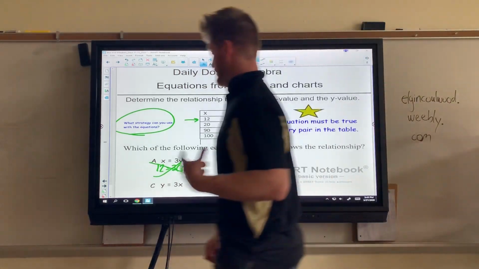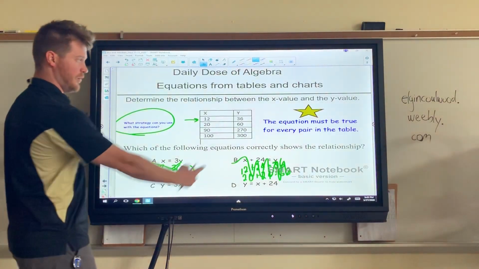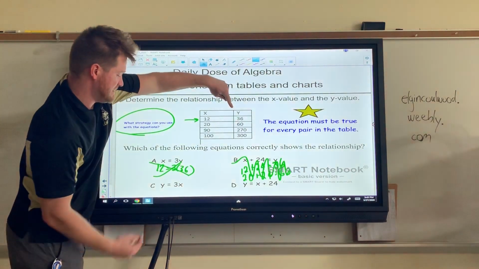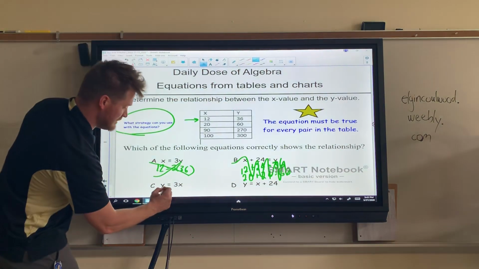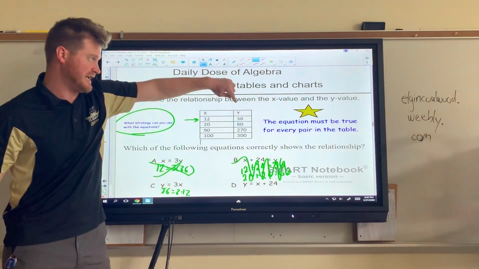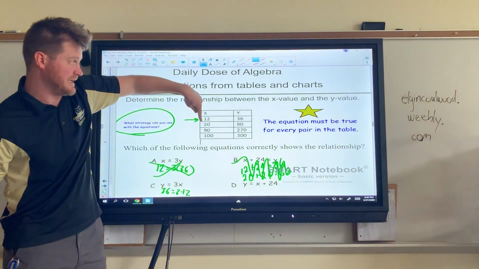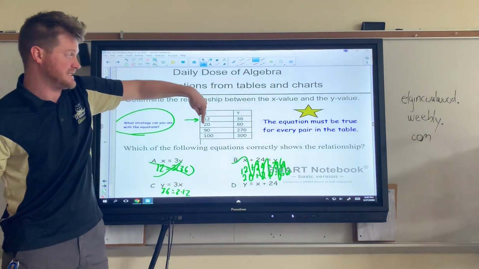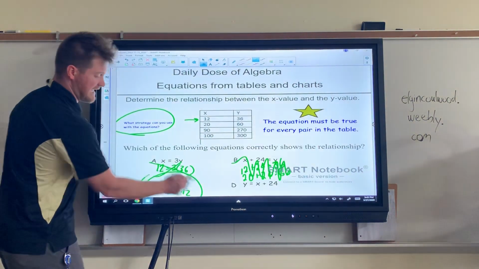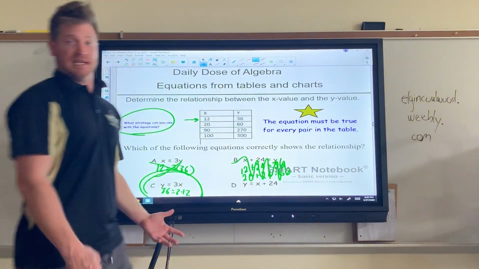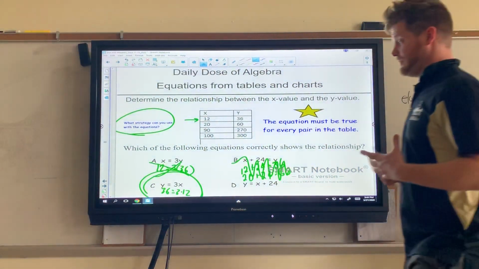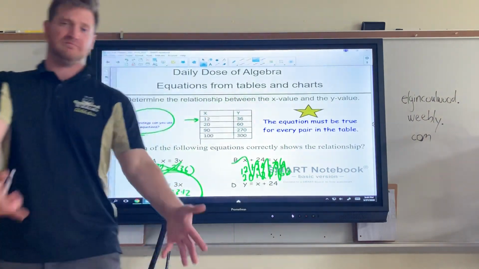Now for C, if you plug them in, y is 36 for the top one. Is 36 equal to 3 times 12? Yeah, that one works. Plug in the next one. 60 equals 3 times 20? Yep. Is 270 equal to 3 times 90? That works. Last but not least, is 300 equal to 3 times 100? That one also works. So that answer, again, is going to give us C. That one takes a little longer, but you can just plug in your values and see if it works. If it does for every single one, move on to the next problem.